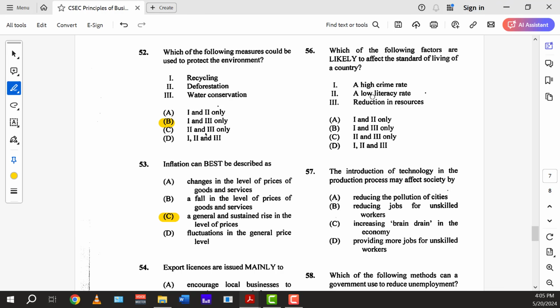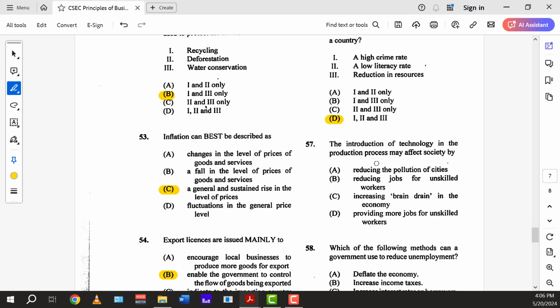Low literacy, of course, you can't read and have no education, then that affects the kind of job you have, which affects your income. So it must contain number 2. And then we have 3, reduction in resources. That will affect your standard of living directly, because they're just taking away things that you need to earn a higher living. So a higher wage. The best answer is D, all 3, because you can't have it without number 2. Number 1 only is not an option. Number 3 only is not an option, so D.